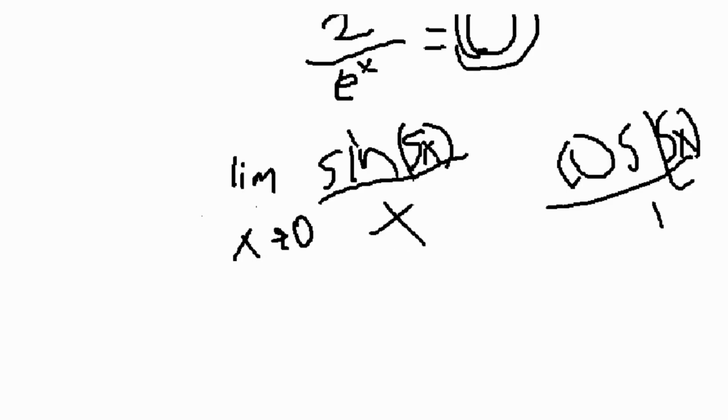Okay, so now you have to go and simplify. But wait, there's a mistake. Yes, when I was taking the derivative of sine of 5x, the correct answer is 5 cosine 5x. So now if you simplify, you should get 5. So the solution to this limit is 5.